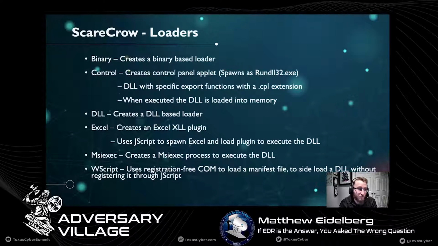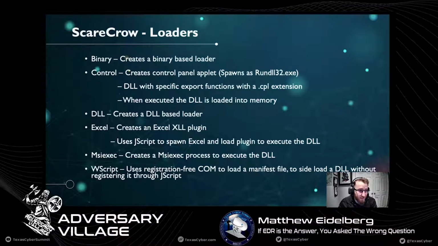So it makes it hard, when it's on disk or even in memory, to discern it from the legitimate version. You also have a control panel applet, the ones you typically see in add and remove programs or even the administrator console. This essentially is a DLL that is executable with the CPL extension that when executed will spawn rundll32 and load the DLL into memory, executing it. And then there's a DLL, which is a standard DLL loader. And then the last three are kind of unique.